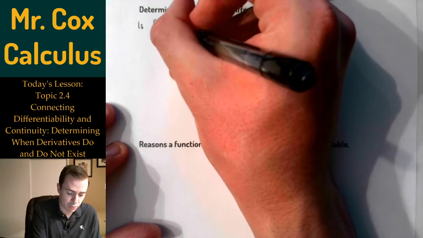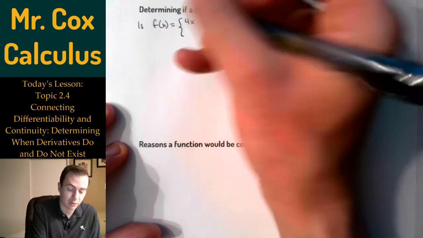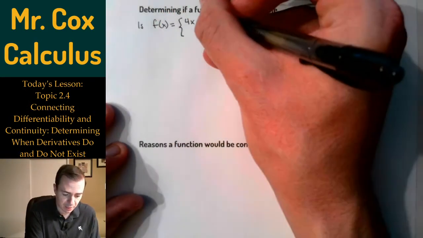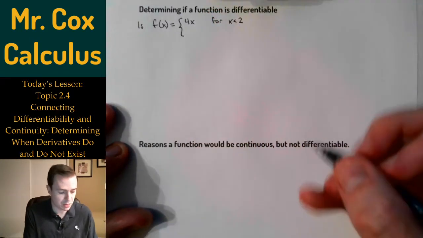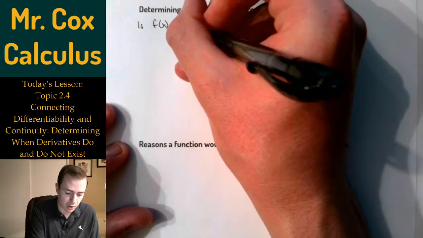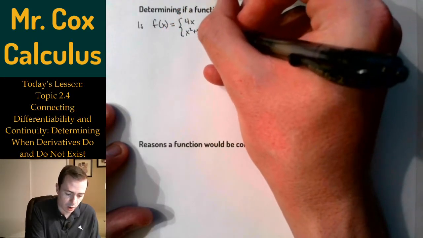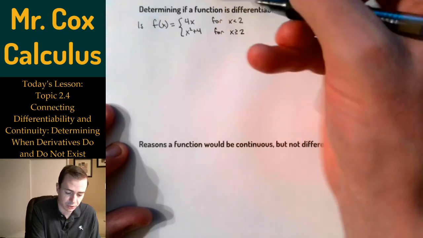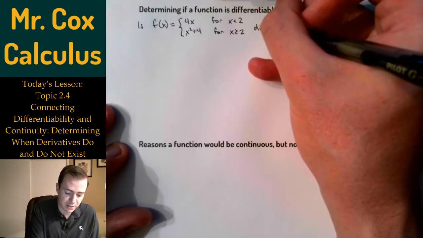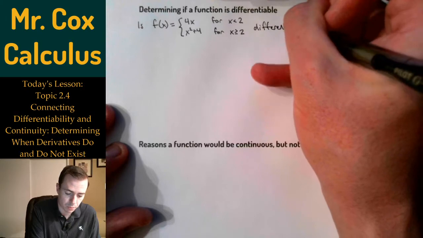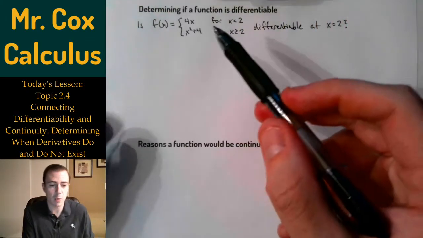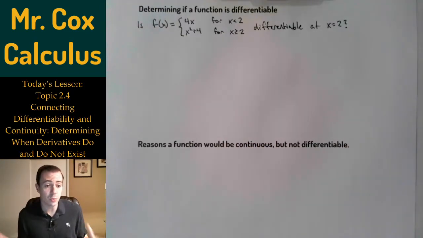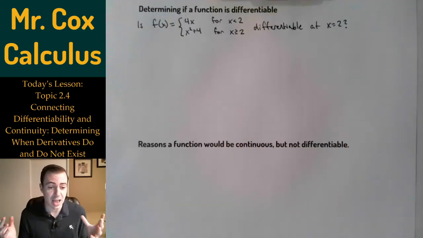and it's going to have two pieces. It's going to be the linear piece 4x for x less than 2, and then it's going to be the quadratic piece x squared plus 4 for x greater than or equal to 2. And we want to know, is this function differentiable at x equal to 2? In other words, if I were to graph this function, would the derivative, the rate of change at that instant x equals 2, would that exist?